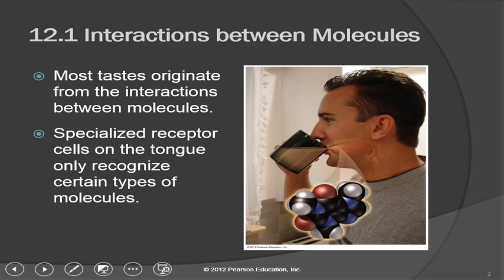Have you ever wondered how you taste things, and why do some things taste good, and some things taste nasty, and some things are sweet and sour and all that? It's an interaction between molecules in the food, or whatever you're tasting, and receptor cells on your tongue. You have different types of receptors on your tongue, and they interact with different kinds of molecules.